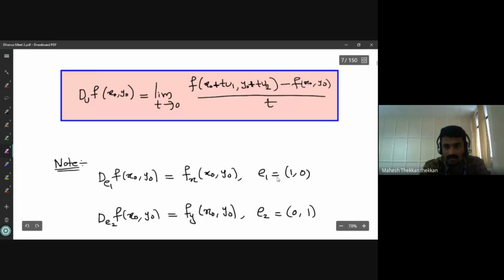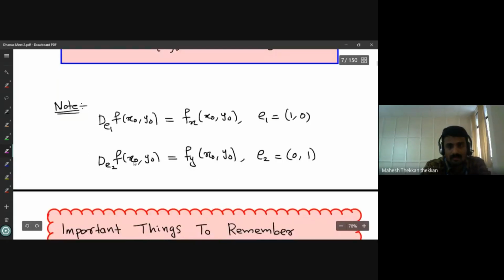Then we have seen the directional derivative in the direction of the vector e1. e1 is the standard unit vector (1, 0). So the directional derivative in the direction of e1 is nothing but the partial derivative with respect to x at (x naught, y naught), and in the direction e2 it is nothing but the partial derivative with respect to y at (x naught, y naught).